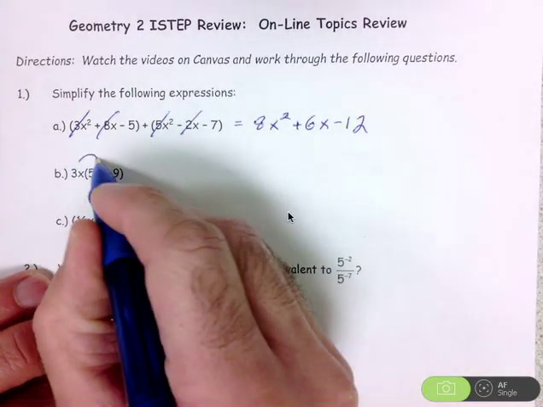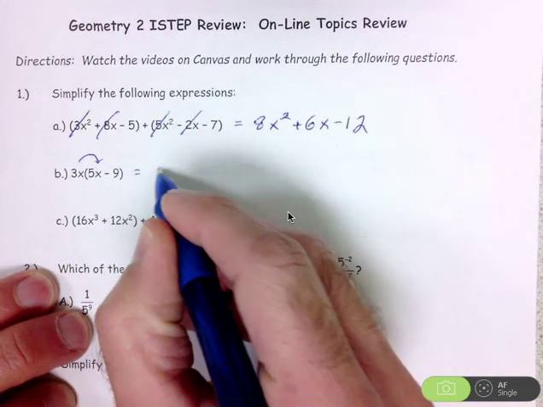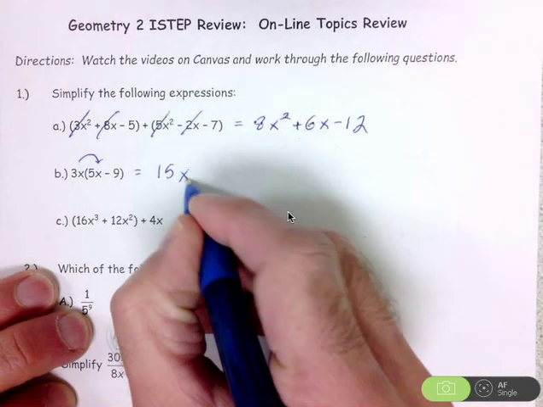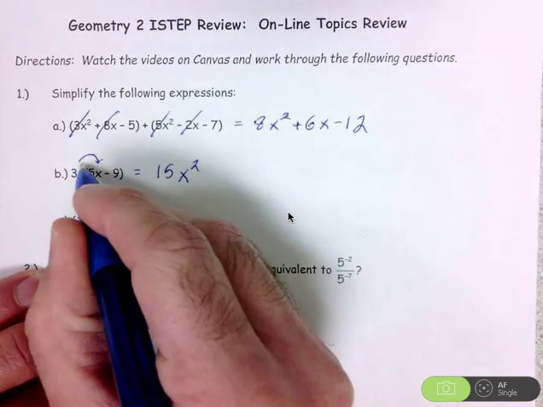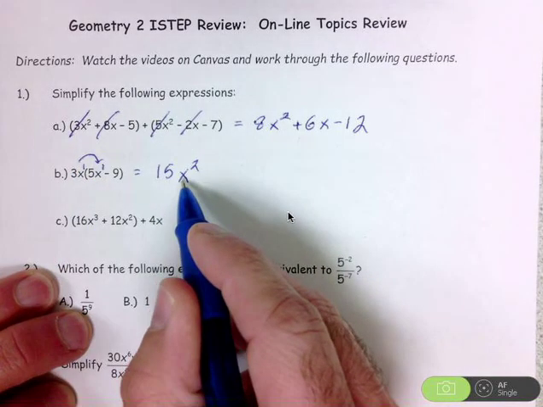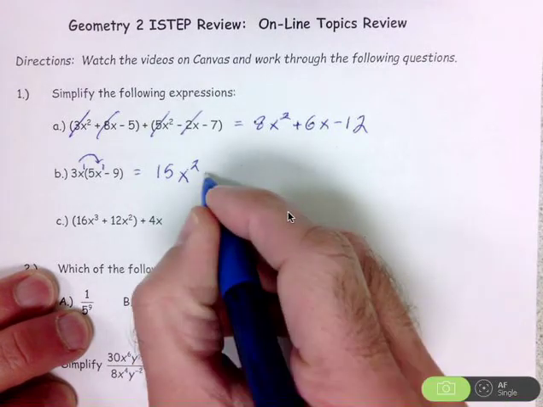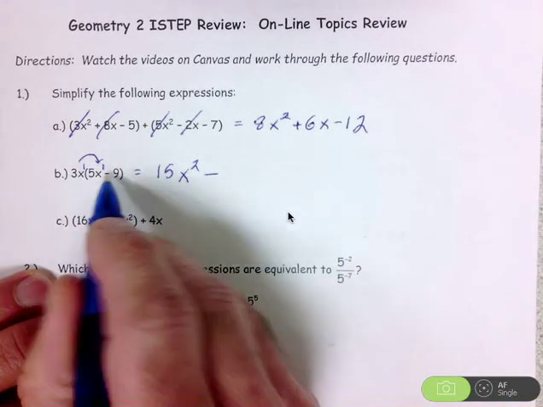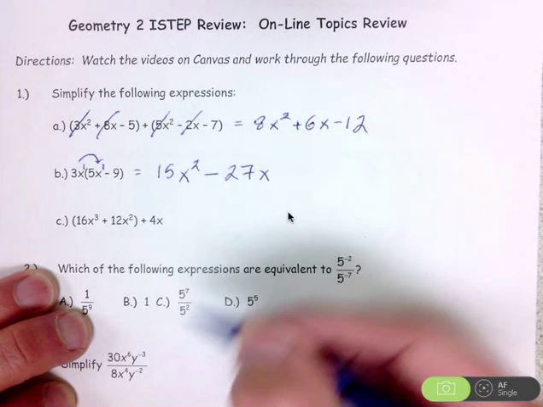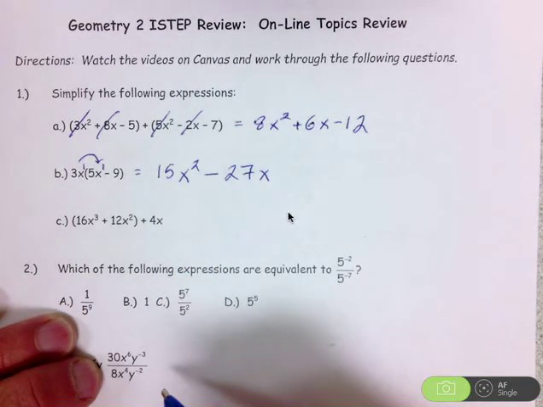Something to remember when you take the 3x times the 5x, the 3 times 5 makes 15, but the x times the x makes x squared. So that x has an exponent of 1, and so does this x. So when you multiply them together, you add their exponents. Minus the 3x times the 9, well, the 3 times 9 is 27. There's the 27x. So all you're doing is simplifying expressions.